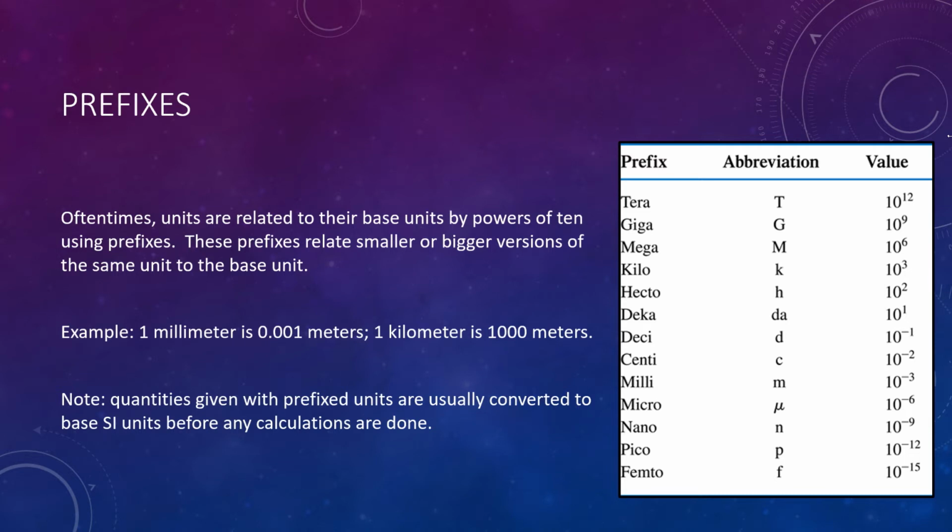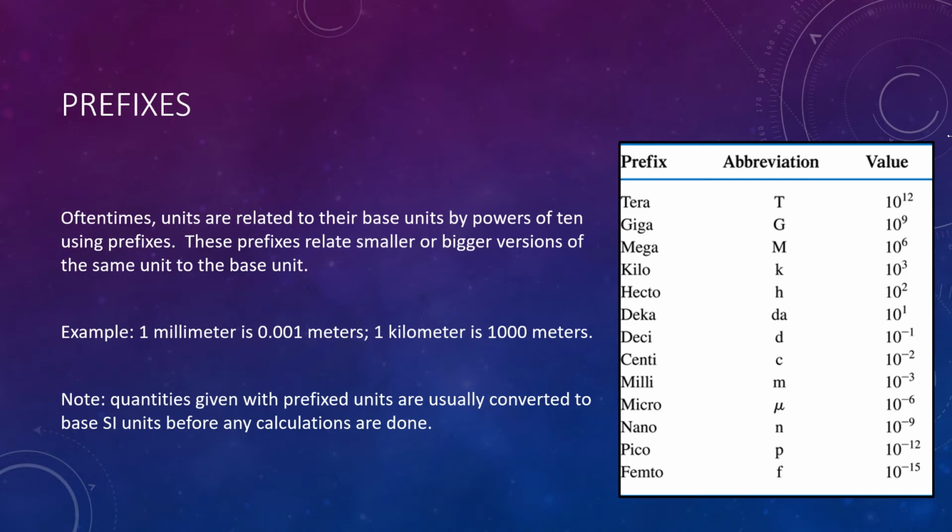In other words, we might have meters, sure, but what if we have a ton of meters, a really big distance? Well, we can simplify that in scientific notation by using these prefixes. So these relate our smallest and biggest numbers to the base unit. For example, we use the prefix milli to represent 10 raised to the minus 3. In other words, 1 millimeter is 0.001 meters. Kilo is the prefix for 1,000, so 1 kilometer is 1,000 meters.